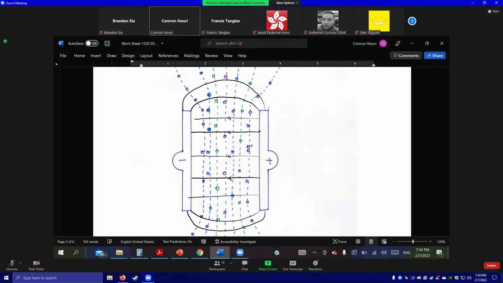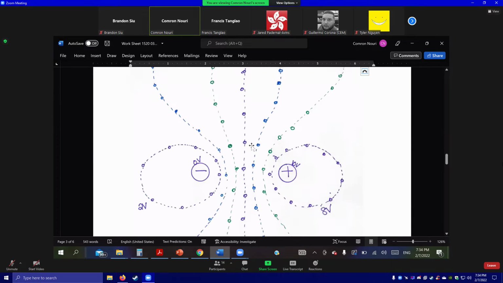They are in the direction of the force acting on the test charge, which is positive, therefore away from positive and toward the negative. So you put arrows on them. For example, in this case.